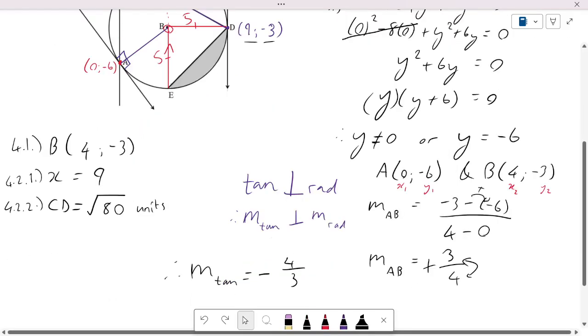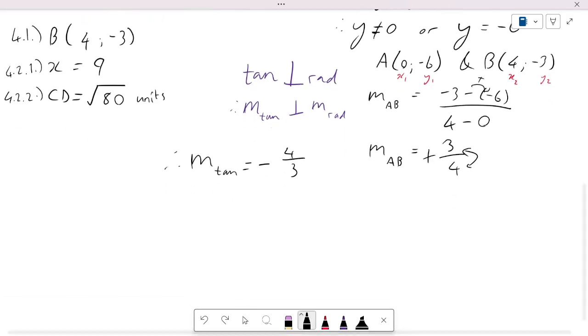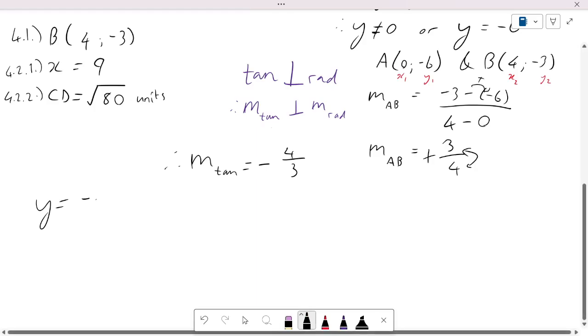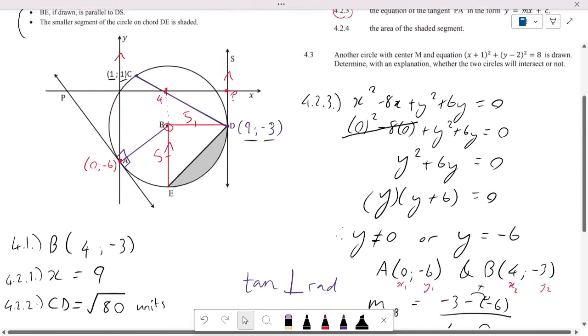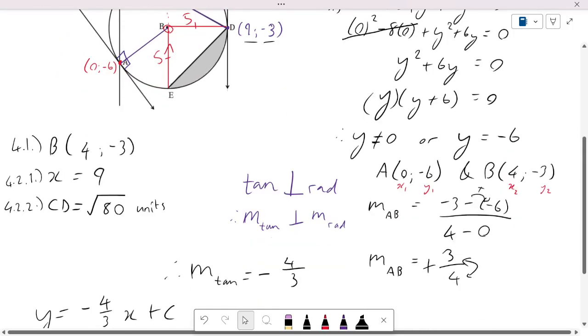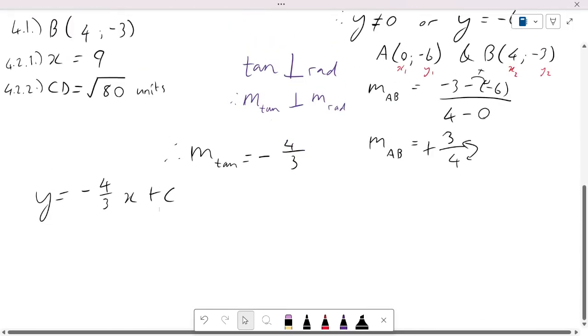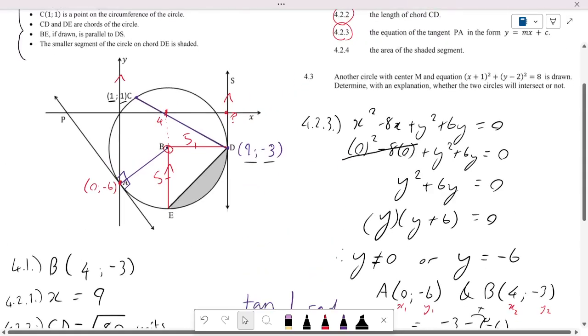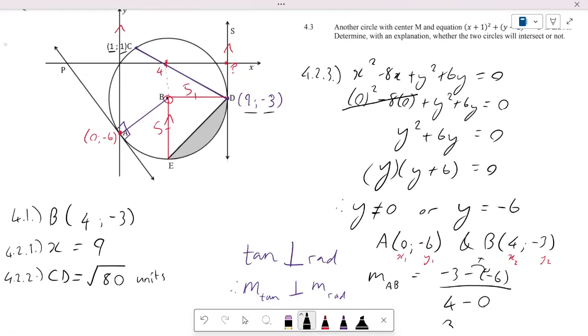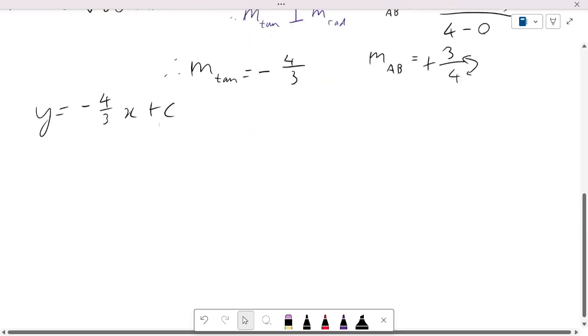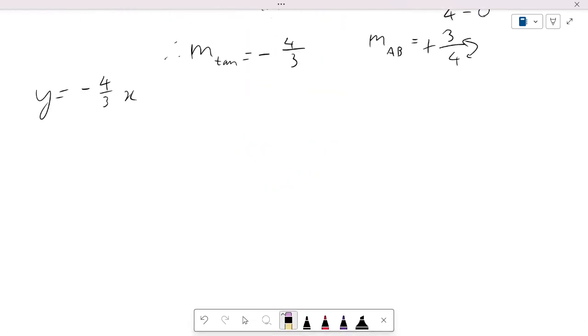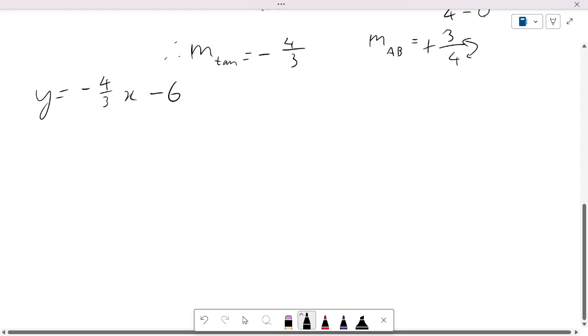Okay, now we actually need to quickly represent our equation. So it's going to be y is equal to negative 4 over 3 so far, x, and then plus c. Okay, now we need to determine that we know our y-intercept is going to be negative 6, right? So because we know the y-intercept is negative 6, therefore we can say that our c value will be negative 6.